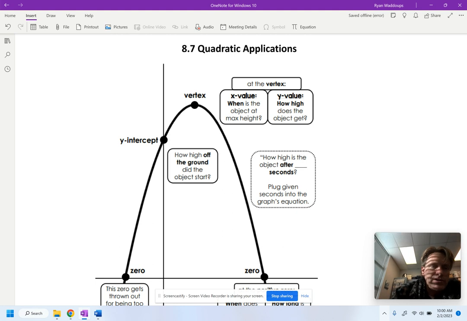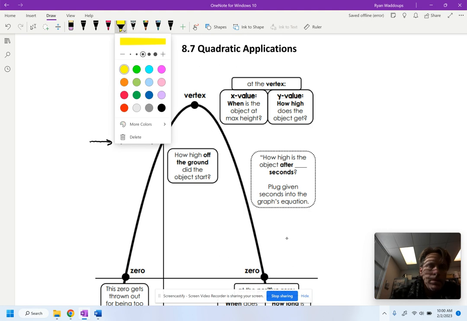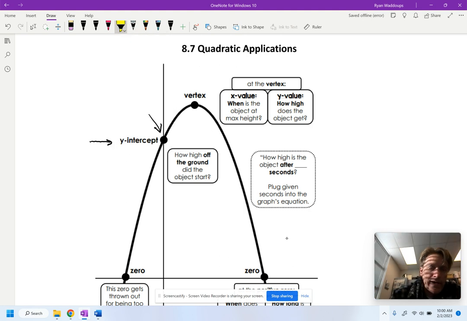The y-intercept, where this crosses the y-axis, answers the question: how high off the ground did the object start? If it started at 0, it would be down here at the origin. But since it's up here, it would start at whatever value that is for y. The y-intercept is the starting point.